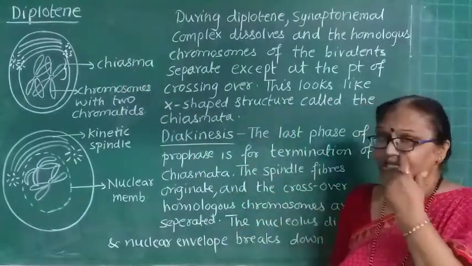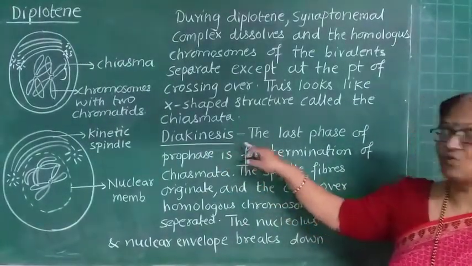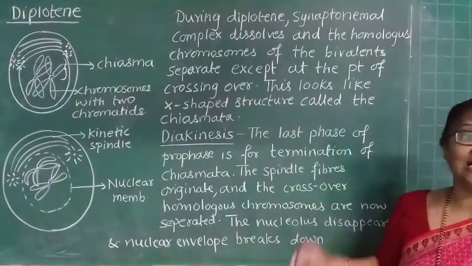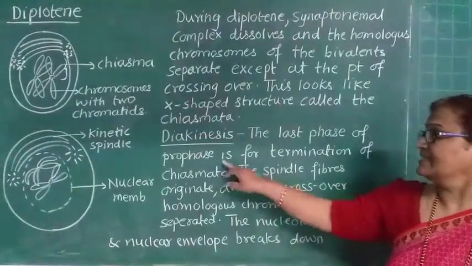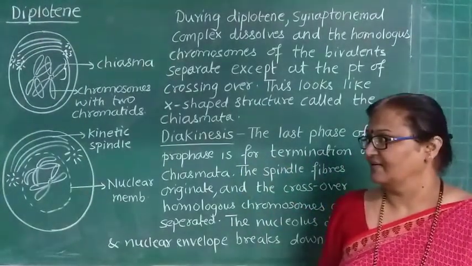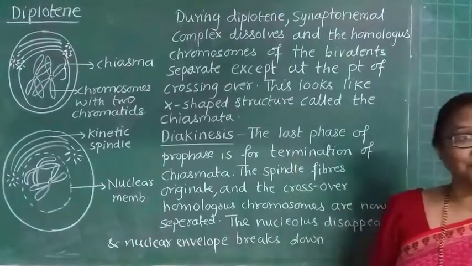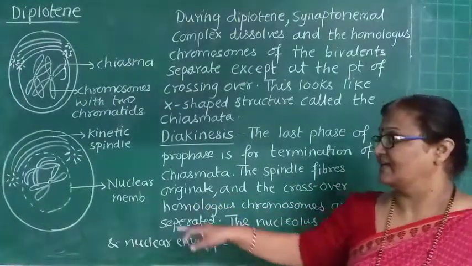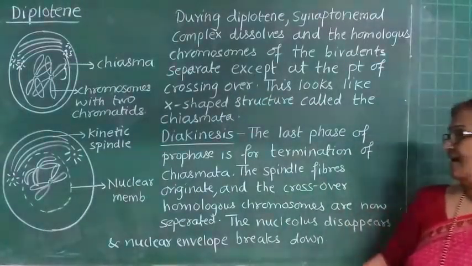The next stage that comes is diakinesis. So what does this diakinesis tell us here? This is one of the last phases of the prophase. Then see, what is done here? It is for termination of the chiasmata. That means here the chiasmata is being terminated. The spindle fibers originate again. Here you can see the spindle fibers which are originated again.